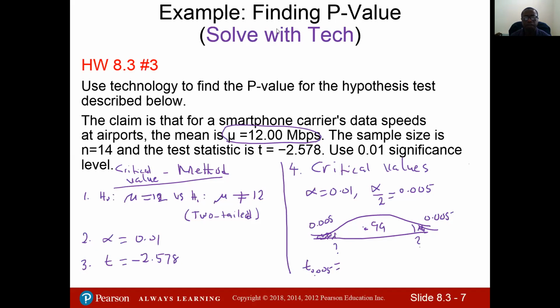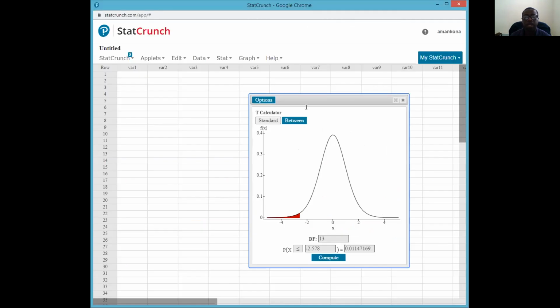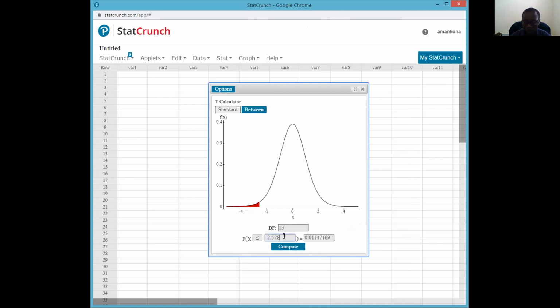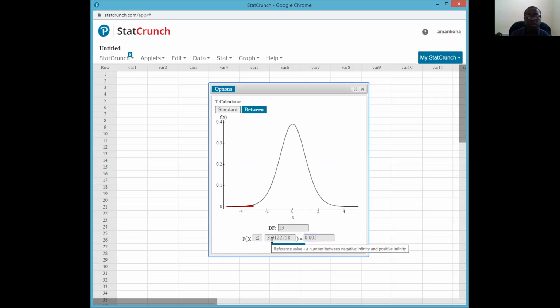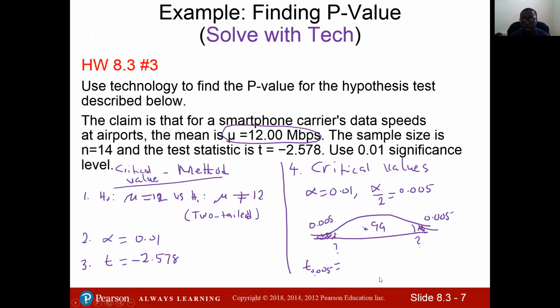So I go to my StatCrunch. And this time, I want this value here. I can do the greater than or less than, same degrees of freedom, but my probability is 0.005. So compute that. That is negative 3.012. Let us go back and enter that. So the critical values, in this case, are plus or minus 3.012.